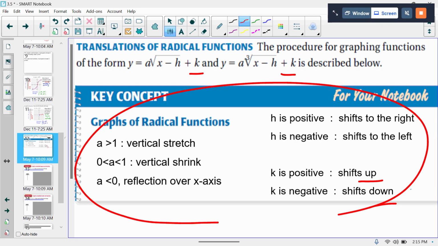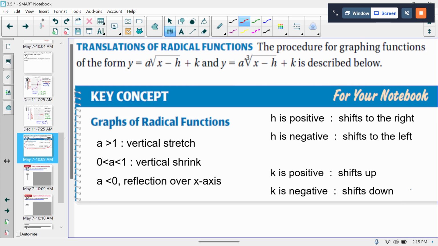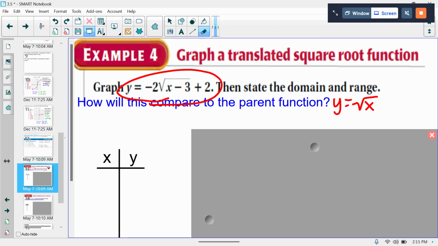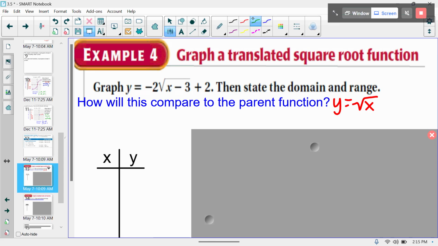So knowing all this information, we're going to try to predict what this would look like compared to the parent function, plain old square root of x. How would they compare? We're going to try to predict it before we even graph it in our calculator, okay? So I'm going to write the general formula. I'm just copying it from the last slide. y equals a times the square root of x minus h, and then plus k.